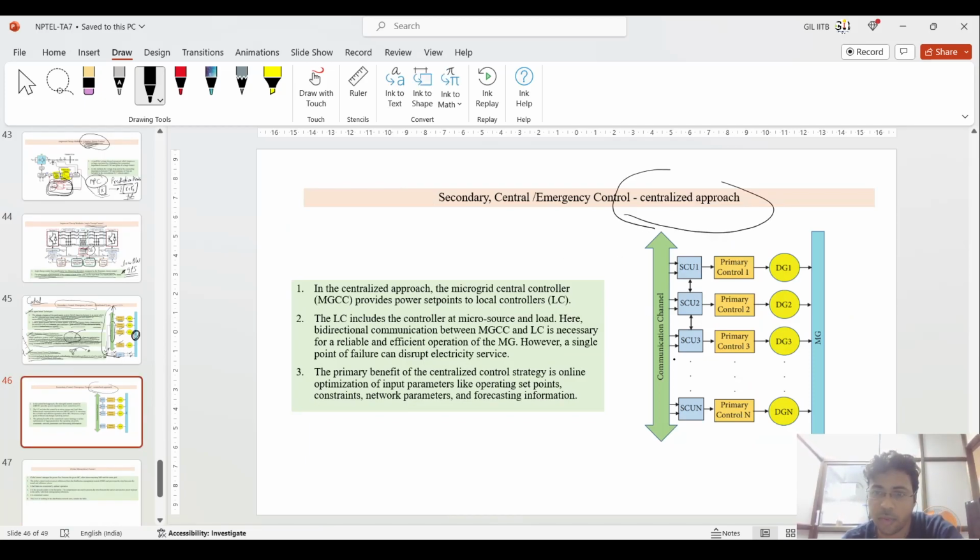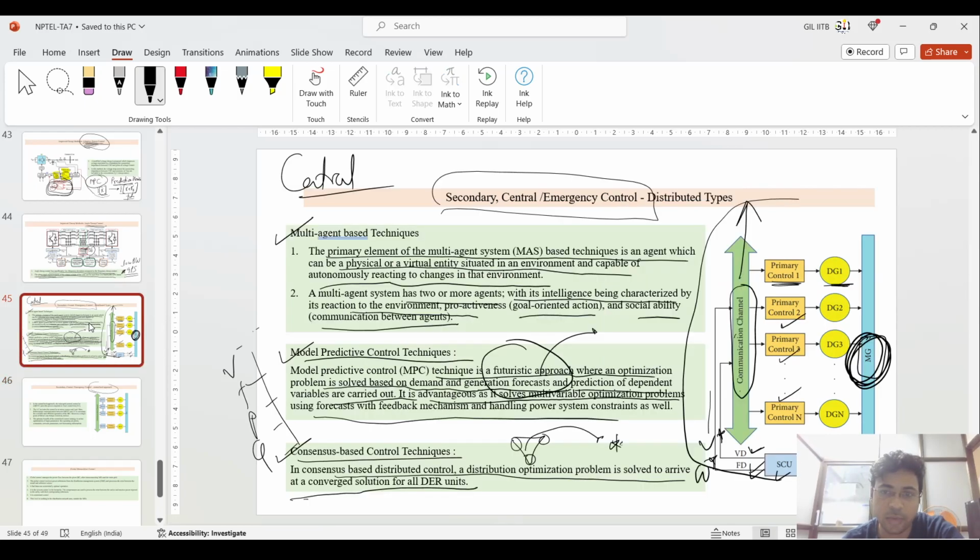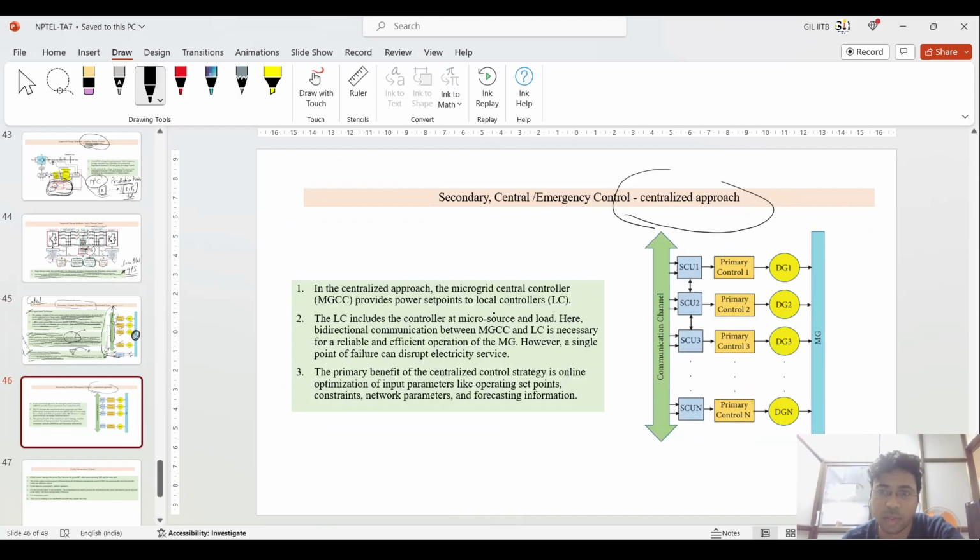In centralized control, if you see the figure, there is a central control unit which is connected to all the DGs and to the main grid through a common communication channel. This common communication channel is connected to all the distributed generation. So this is a kind of centralized approach.